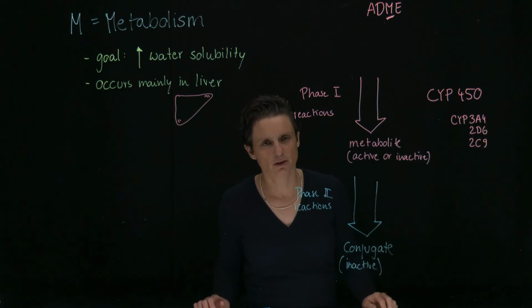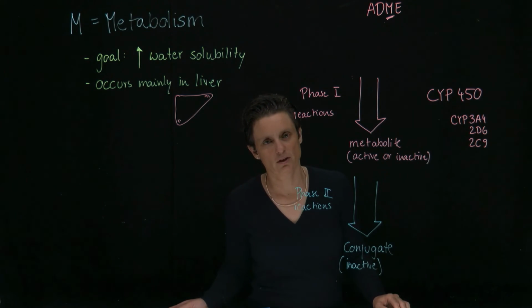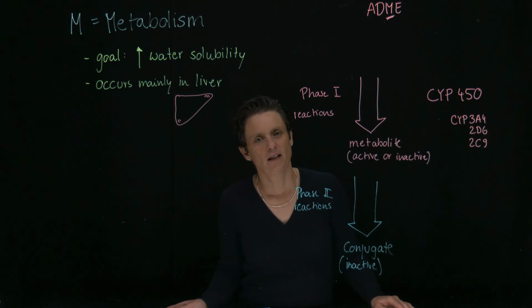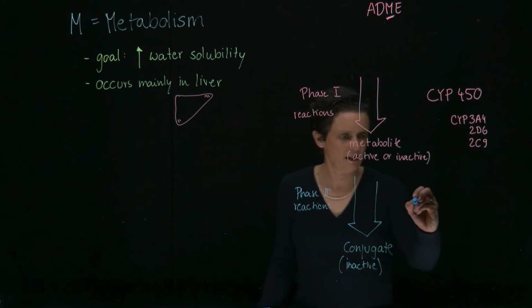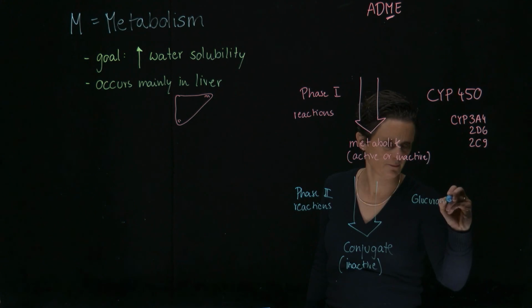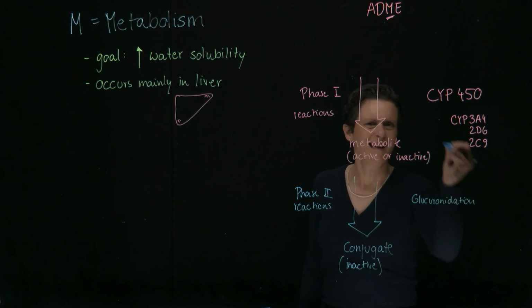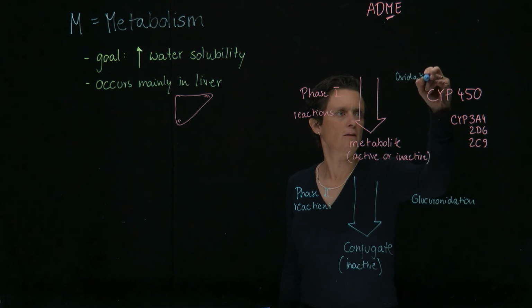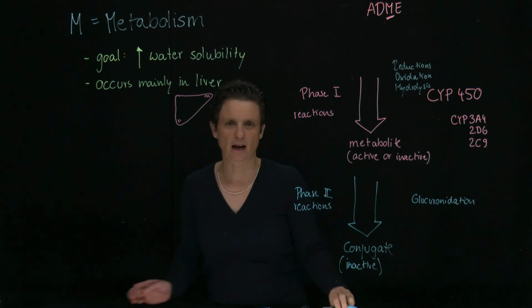And if they're not water soluble enough, I mean, some drugs are also excreted via the bile in the feces. But the majority of drugs is excreted in the kidney. So I'm just going to add here, the most famous one is glucuronidation. And here mainly oxidation, hydrolysis, or reductions, which give us this inactive or active metabolite.